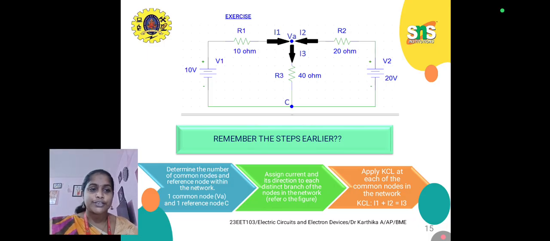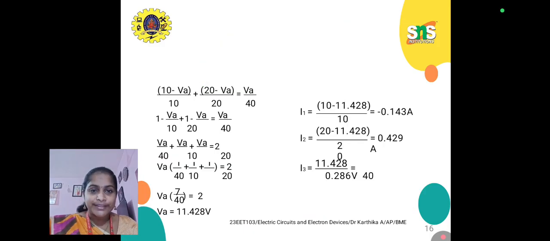So I1 plus I2 is equal to I3. Here the equation becomes (10 minus VA) by 10 for I1 plus (20 minus VA) by 20 for I2, which is equal to VA by 40 for I3. By solving this equation, we get (10 minus VA) by 10 plus (20 minus VA) by 20 equal to VA by 40. Again, we get VA as 11.428 volts.